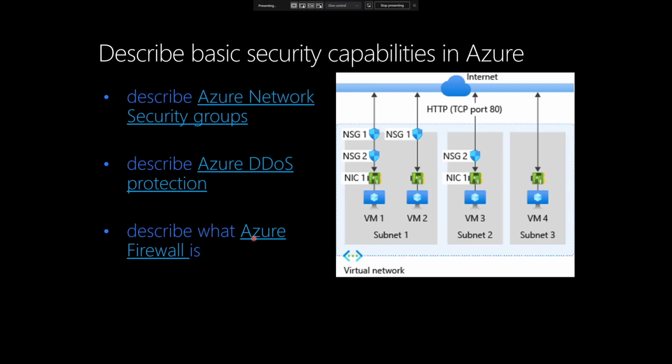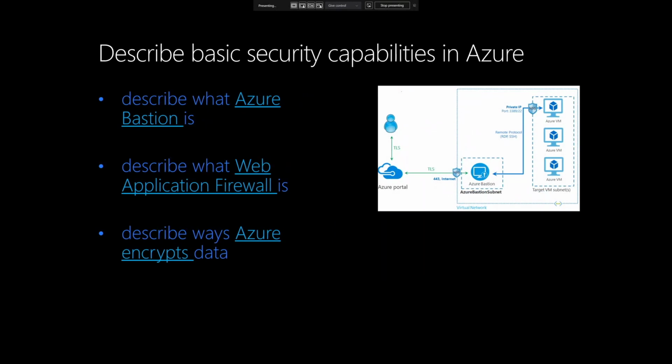The last one that's mentioned here is Azure Firewall, and it is exactly what it sounds like. It's a managed cloud-based network security service that protects your Azure network resources. It is a fully stateful firewall, and because it is in Azure, it has built-in high availability and unrestricted cloud scalability. A couple other things that you're going to want to know conceptually what they are.